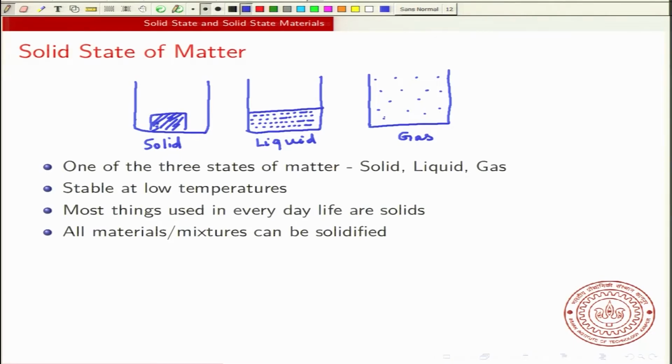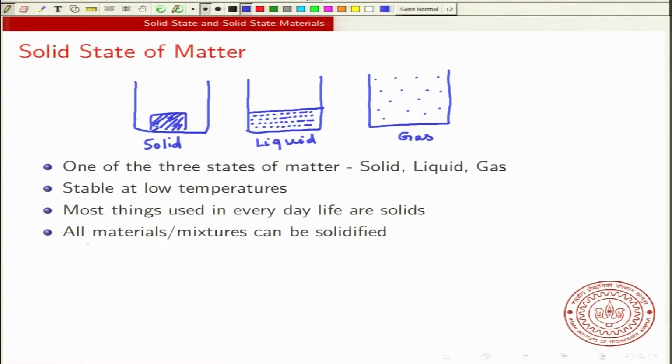So, these are the typical three states of matter that you always learn, and solid is one state of matter, and it is stable at low temperatures. As you increase the temperature, you go from solid to liquid to gas. And most things in everyday life are solids. All around us we have solid materials that we deal with. In fact, our own body, for a large part of it, is solid. Okay, there is also liquid in our body, but a large part of it is solid. And in any case, most of the materials that we use are solids.